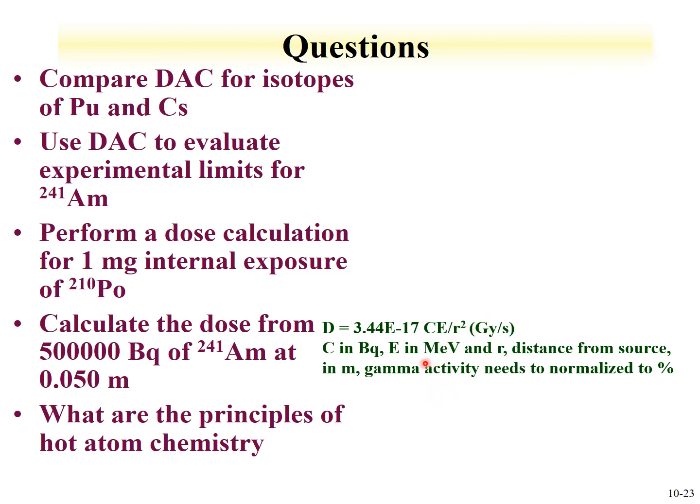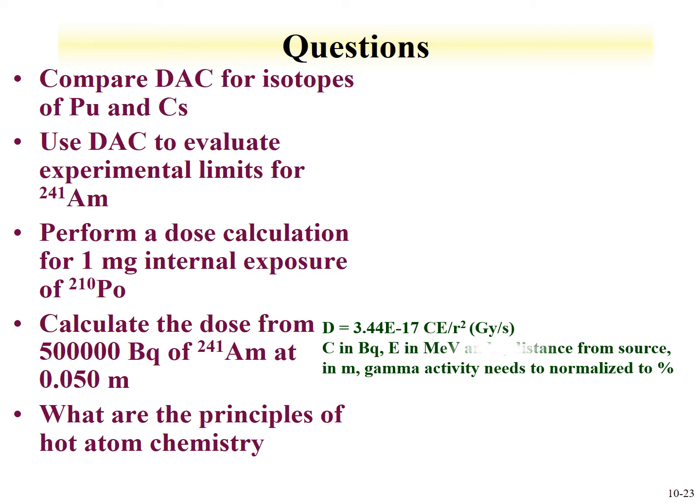Also, for the gamma activity, here's the total activity of the americium decay. You need to normalize it to the percentage that decays through gamma. And if you look up americium-241, it's about 37% of the time. When it decays, there will be an associated gamma ray. So you'd have to take this activity multiplied by 0.37 in order to get the activity that's due to the gamma. So you can use that to determine the dose.